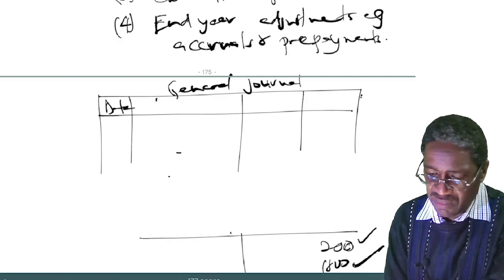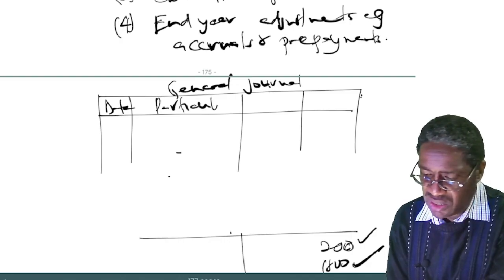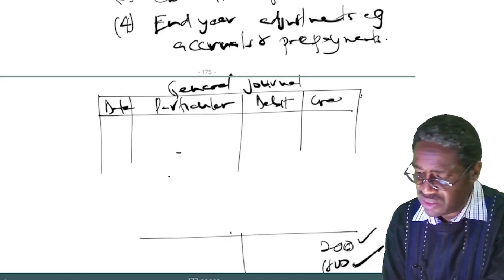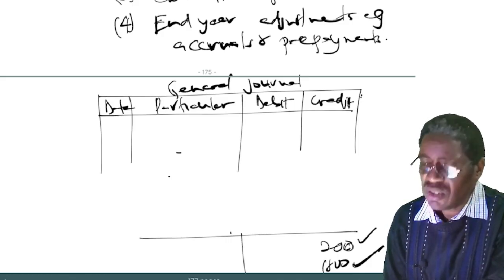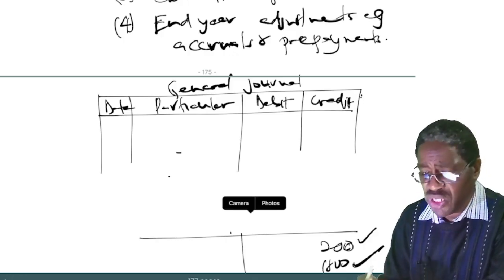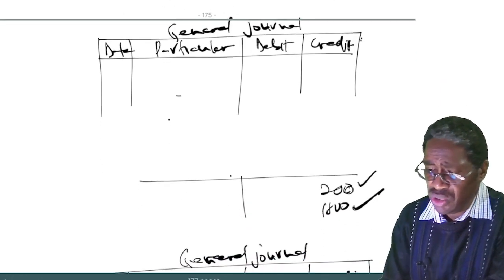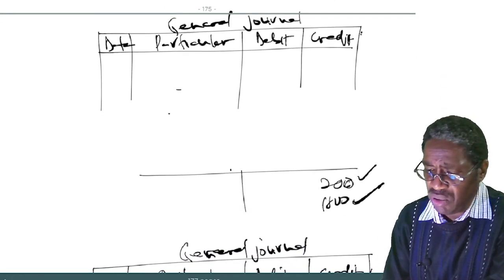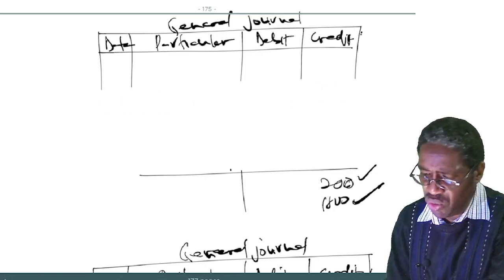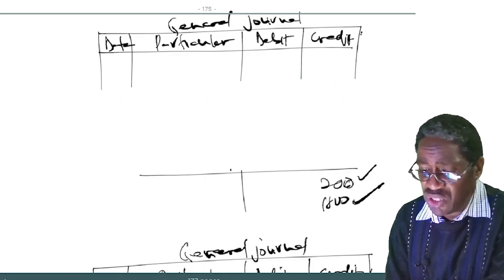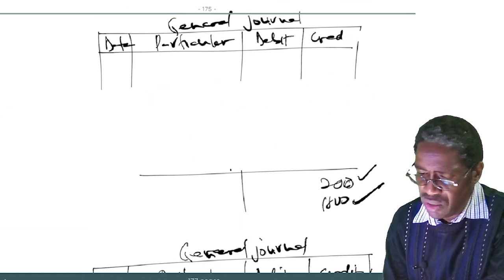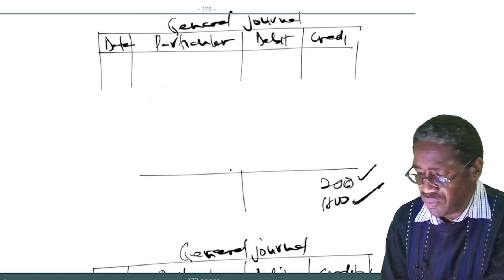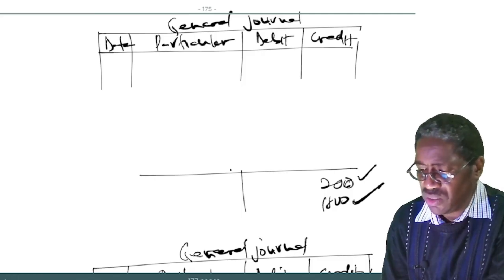Date, particulars, debit, credit. Good. So you are not showing a long one. No. We are not doing an example now. You are not showing a long one, just a small one, because the aim for now is just to know the format. Which column is which one. Okay?